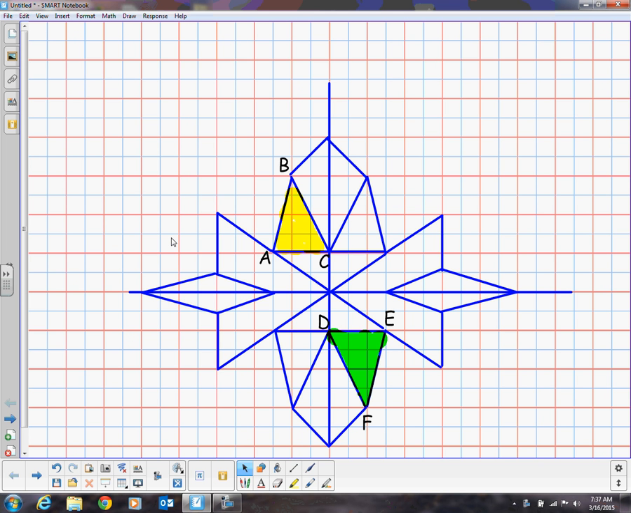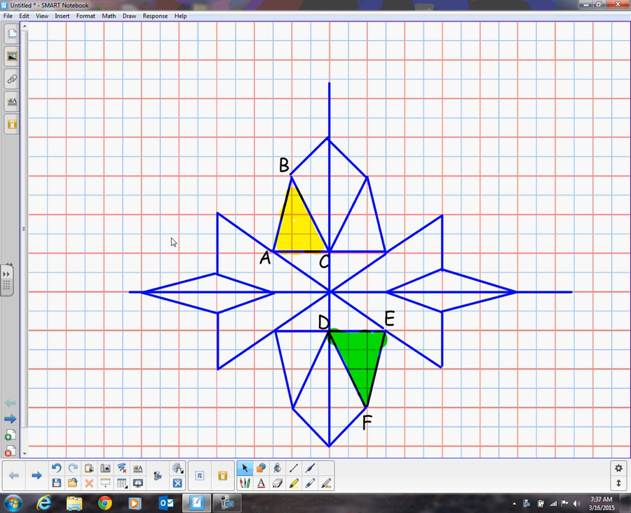Welcome to the Unit 5 project, which is where you're going to take your barn quilt, and if you didn't do a barn quilt, then you get to make a barn quilt before you can do this project. In your barn quilt, you were supposed to identify two triangles and label one ABC and the other DEF. In this project, you are going to prove that triangle ABC is congruent to triangle DEF.